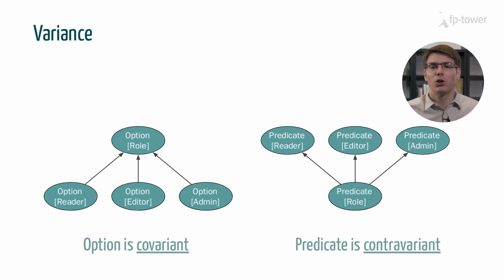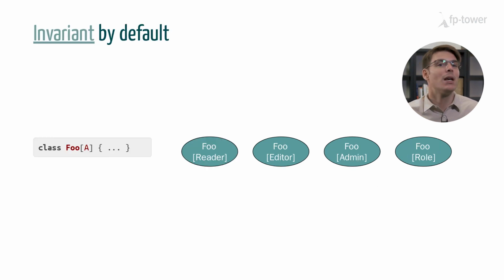So we have seen that some type constructors maintain the subtyping relationship. We say that they are covariant, while other type constructors reverse the subtyping relationship. In this case, we say that they are contravariant. Now, the million-dollar question is, how does Scala know if a type constructor is covariant or contravariant? By default, Scala assumes that all type constructors are neither. For example, if we create a class foo with a type parameter, then foo of editor, foo of admin, and foo of role are all unrelated. We say that foo is invariant.